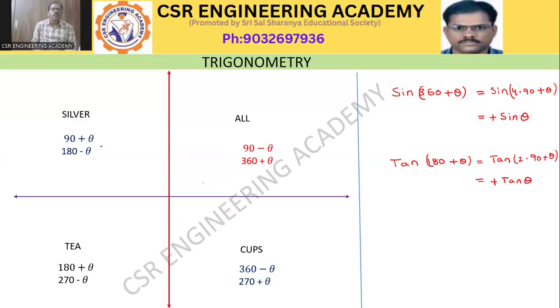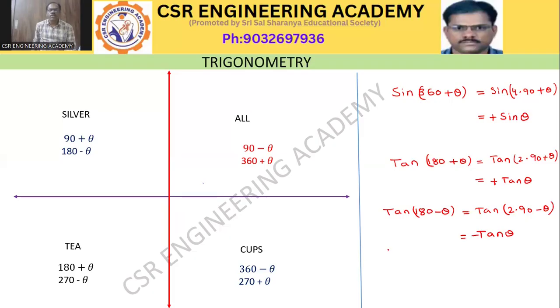Now take tan 180 minus theta. tan 180 minus theta is equal to tan 2 into 90 minus theta, which is equal to, here the multiple of 90 is 2, an even number. For an even number, no change in function value, that is the tan function, tan itself, tan theta. So it belongs to the second quadrant. In the second quadrant, tan is minus.